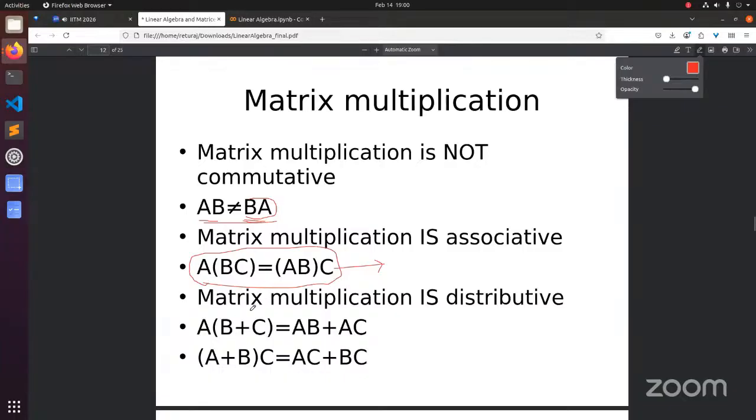Okay. And similarly, we can mix addition and multiplication too. So you can add B plus C and then multiply with A, or you can do A into B plus A into C. They are both equal. And similarly, you can do the same thing in reverse. So you can add these two and multiply, or you can pass C inside and do A into C plus B into C. There are four things, 1, 2, 3 and 4, to verify yourself that all these things are possible. Only A into B is not equal to B into A.